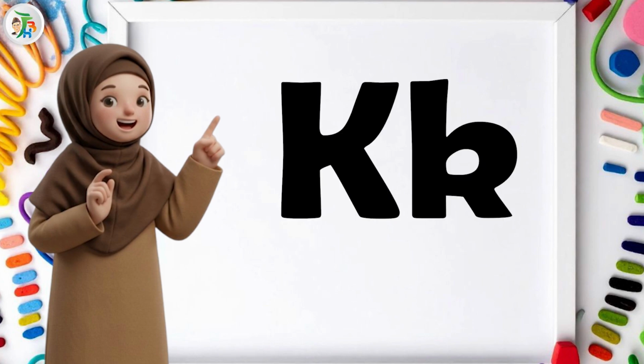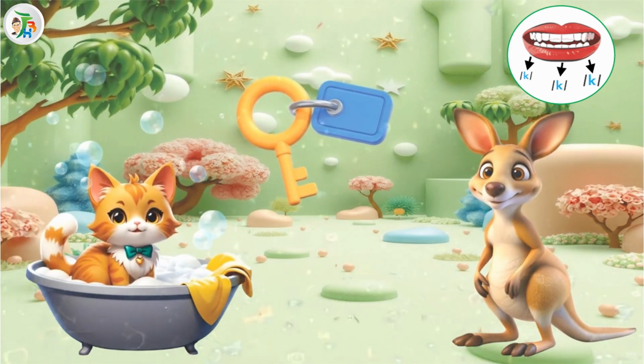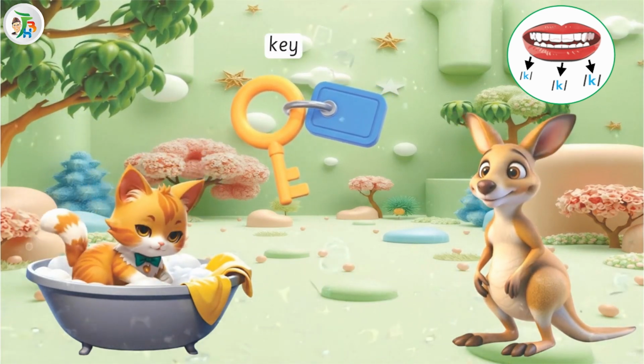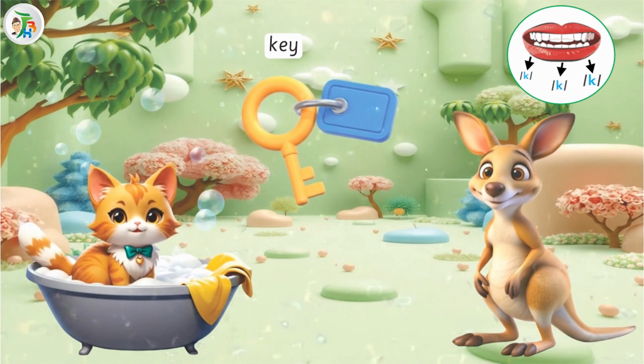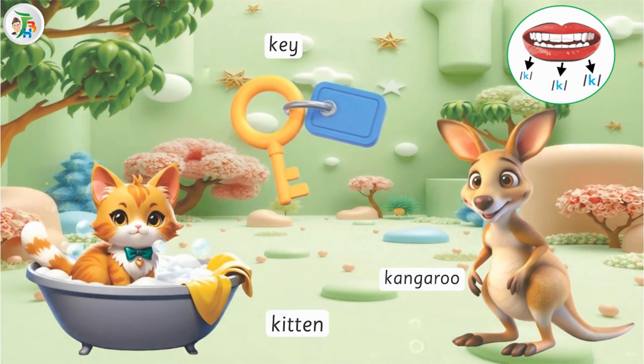Letter K. The letter K says k, k, k. Look at the key. Key. Look at the kangaroo. Kangaroo. Look at the kitten. Kitten.